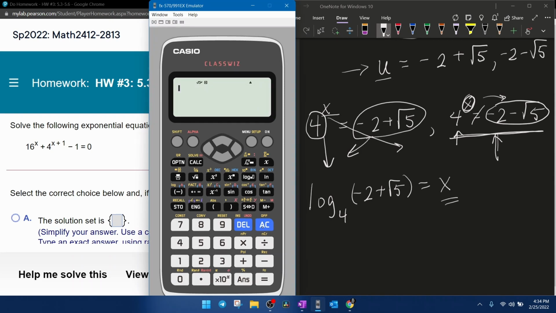And if we want, we can actually use the class whiz to see if this is going to be a valid solution or give us an error message. Using the log base button, log base 4 of negative 2 plus square root of 5 does give us an answer. So that is going to be our solution.